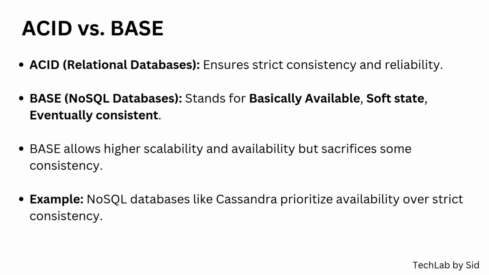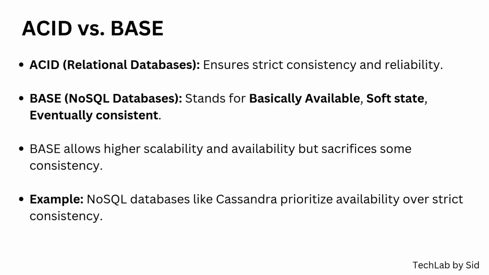BASE is often associated with NoSQL databases, which prioritize scalability and availability over strict consistency. Unlike ACID, which focuses on strong consistency and reliability, BASE allows for some level of inconsistency, which eventually resolves itself. This model is ideal for systems that need to scale horizontally and handle large volumes of distributed data. While ACID guarantees strong consistency, BASE embraces eventual consistency, offering higher availability and flexibility.